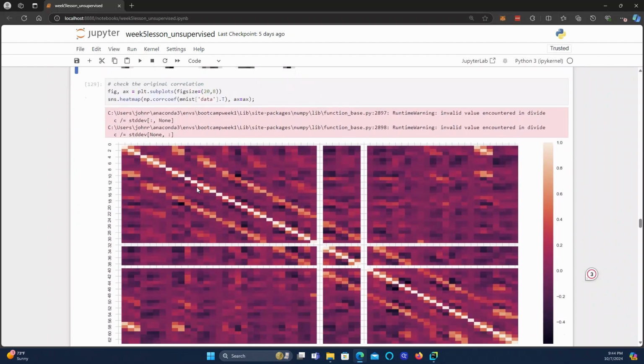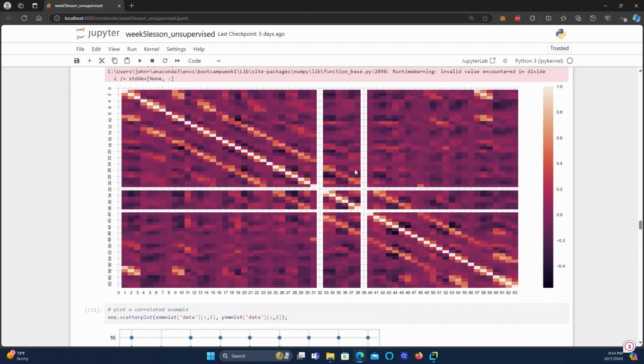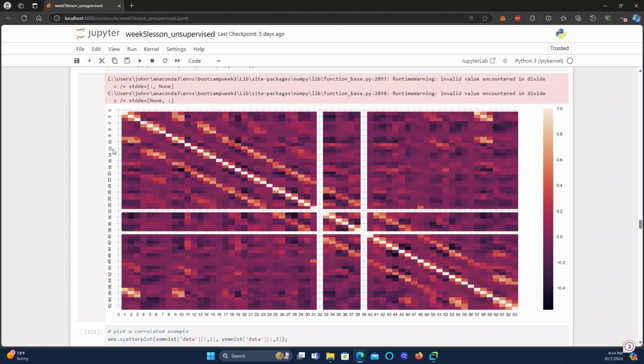And we're going to check the correlation. Each one of these pictures has 64 pixels. Okay? And so what we're checking is the correlation between pixels. Like this is a white pixel here and this is a white pixel here. So 100% correlation probably. Alright, so this 64 by 64 heat map is showing us the correlation between all the pixels. And as you can see, some of them are pretty correlated, either positively or negatively.